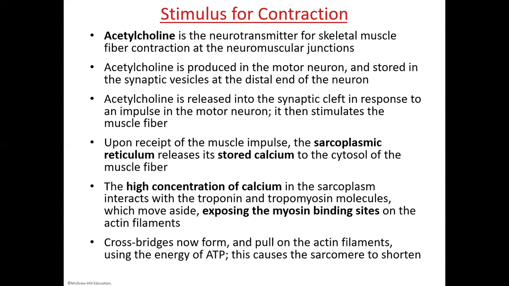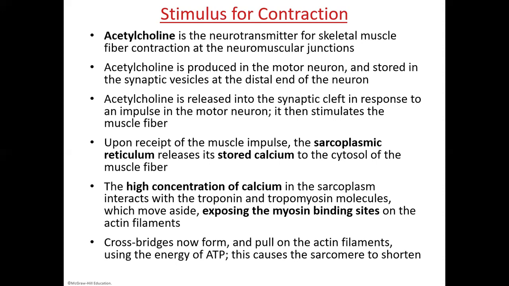There are special protein receptors on the sarcolemma that respond to acetylcholine. So when the acetylcholine hits that protein receptor, it's going to trigger an impulse within that muscle. It's going to start an action potential that moves down the sarcolemma into the sarcoplasmic reticulum, and that's going to cause the SR, the sarcoplasmic reticulum, to release calcium ions that it had stored up there. It'll release those calcium ions into the cytosol.